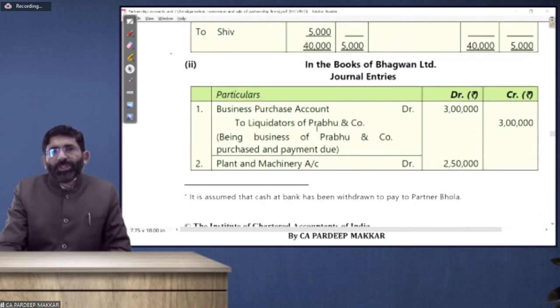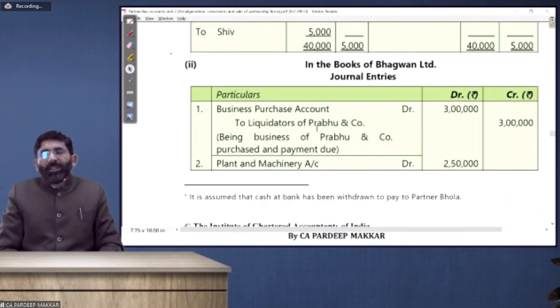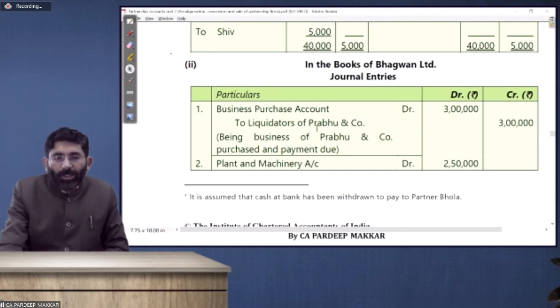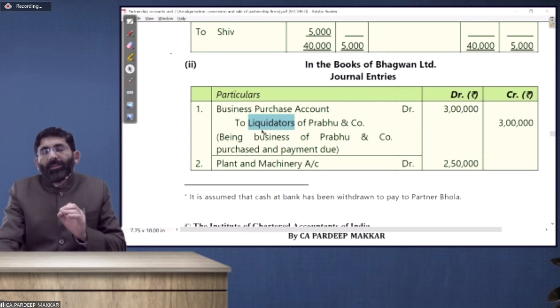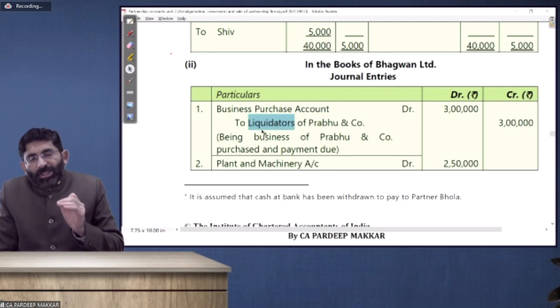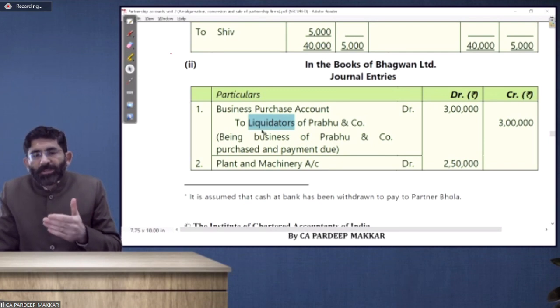In the books of the purchaser company, very simple entries are there. Just like in the previous case, just one word will be added, that is liquidator. When the purchase consideration is due, the entry will be passed as business purchase account debit to liquidator of vendor company. Why? In case of sale of a company, the partnership firm has to appoint a liquidator, and it is also not mandatory. It is just a conceptual thing. It may or may not be written. If it has been written as Prabhu and company, it's also okay. There's not a big difference. You need not worry that it must be mentioned.